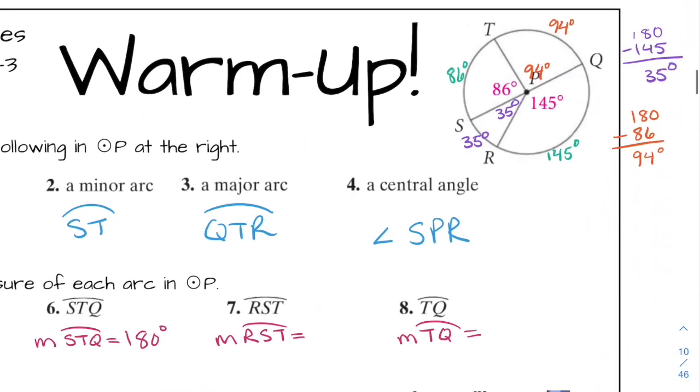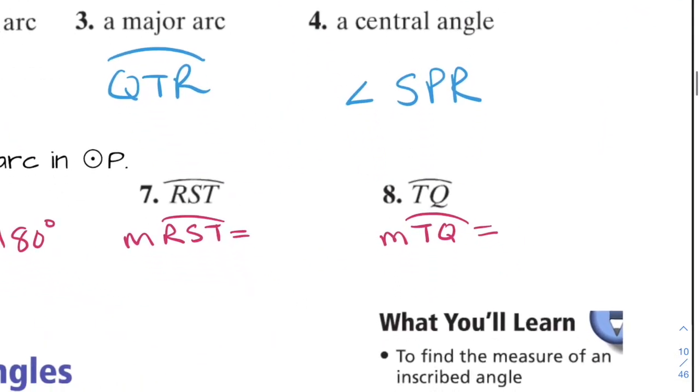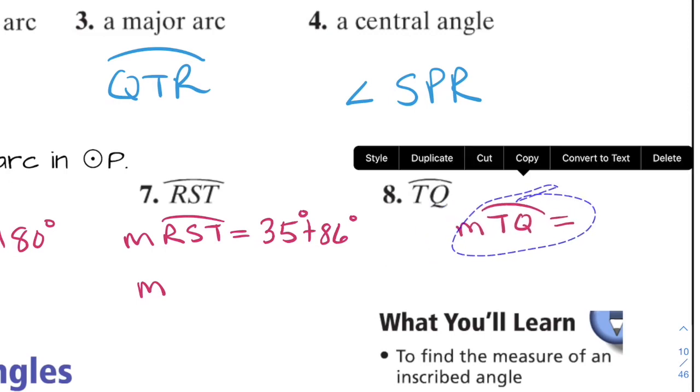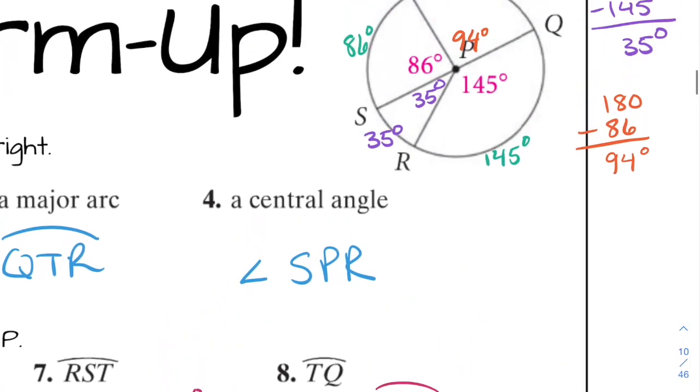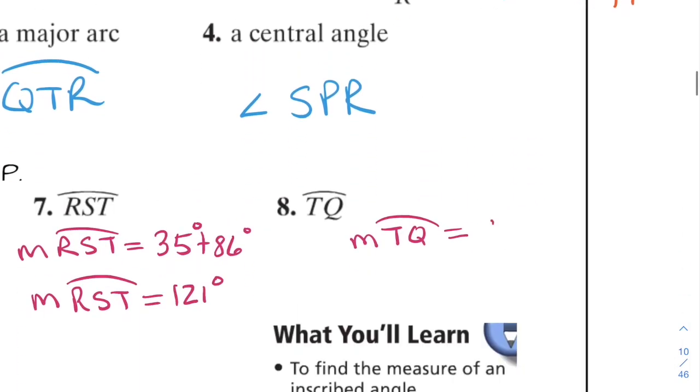RST is going to be 35 plus 86. So the measure of RST is 8, 9, 10, 11, 121 degrees, I believe. Let me just check my work. Yep. And measure of TQ is 94 degrees.